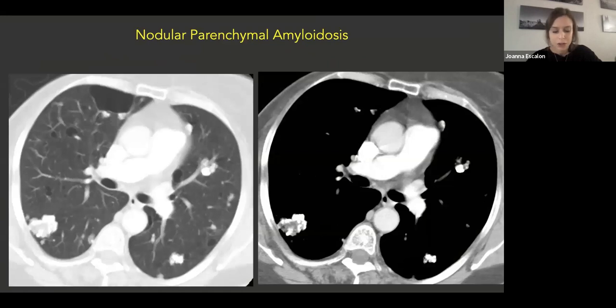Nodular parenchymal amyloidosis is usually found in asymptomatic adults in their 50s and 60s. And what you're going to see is calcified nodules that are pretty much stable or slowly grow over multiple years. Cysts are actually rare, but when you do see them, it's usually in someone who also has Sjogren's, interestingly.